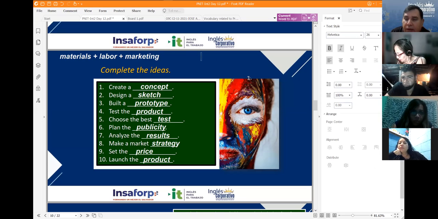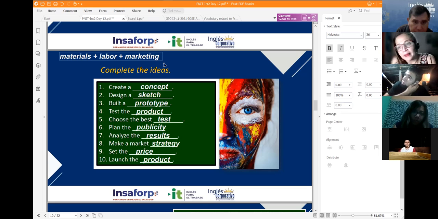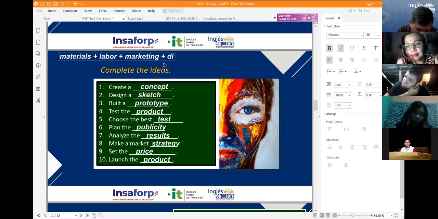Some people also include, when they are spending on transportation, the footprint, which means how much fuel they have to use in the transportation and everything. That is included in the distribution. So marketing and distribution. If you say materials, labor, marketing, distribution, they can get an idea.